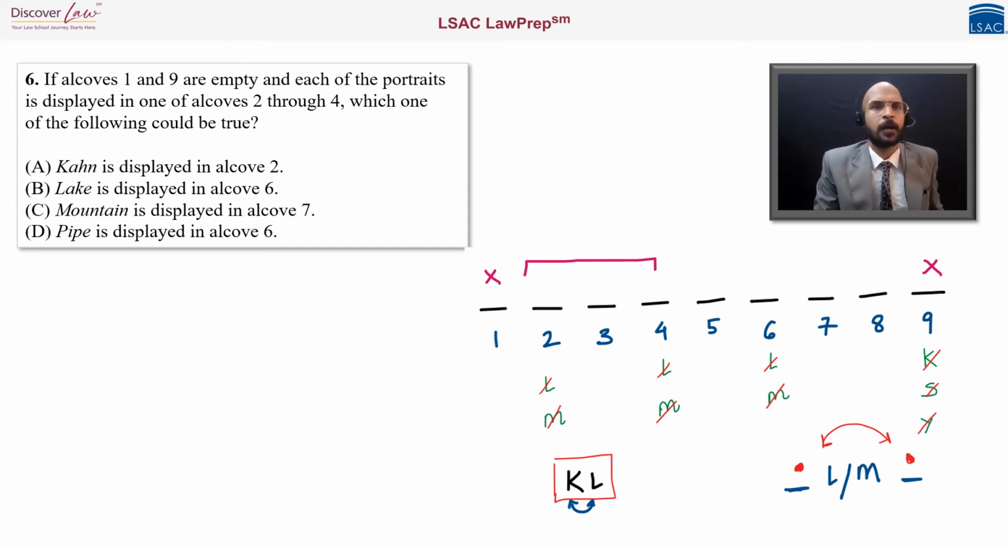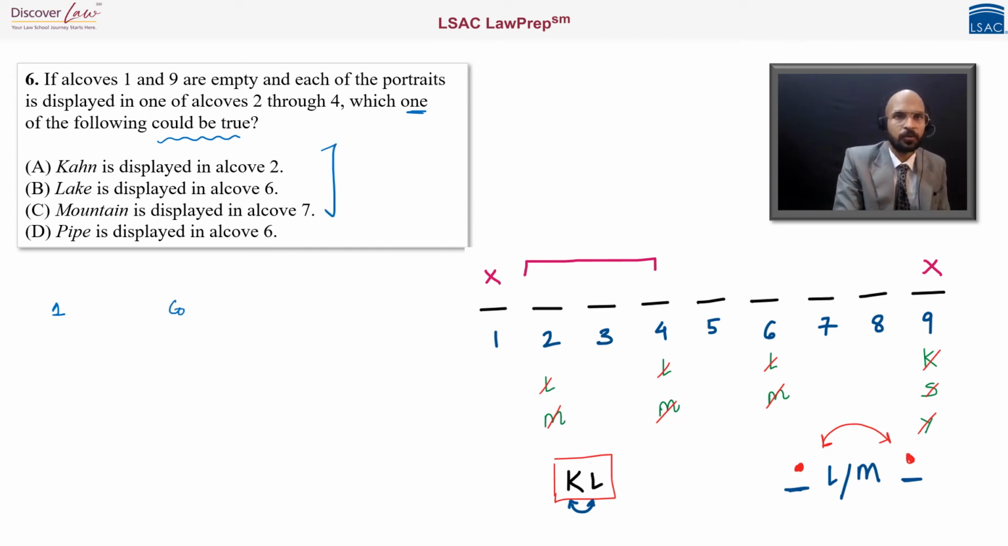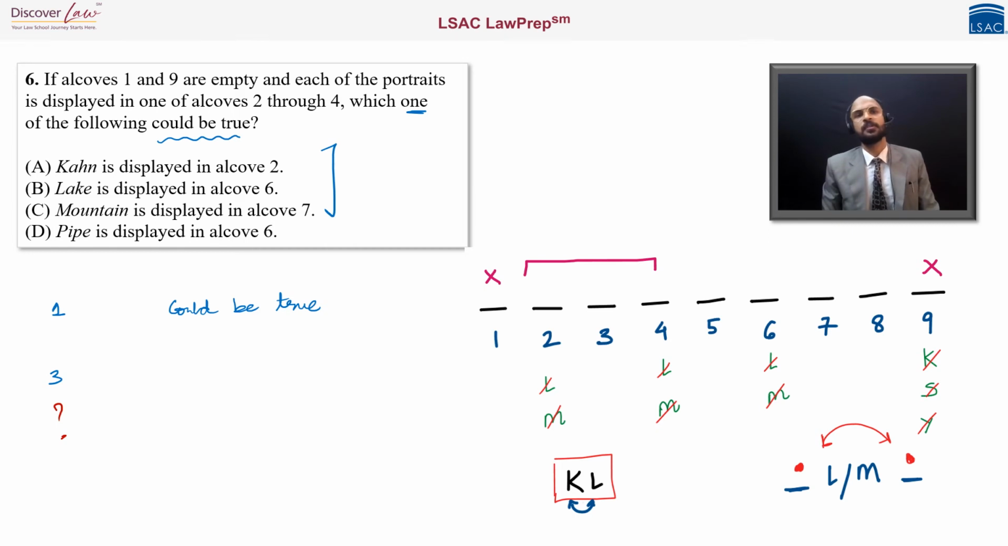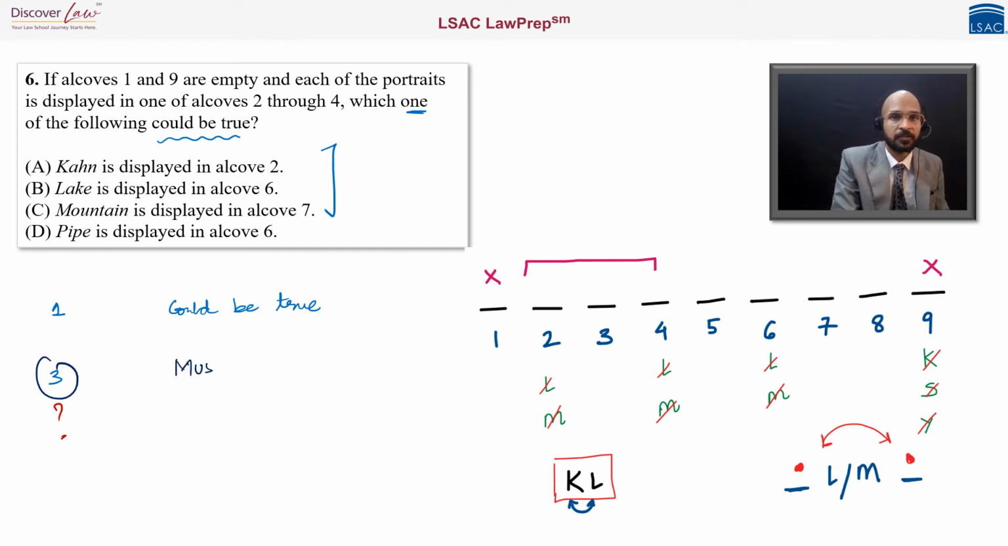Alright, now let's first try to understand the question. You can see here: which one of the following could be true. So what this question is telling you is that one of these 4 options here could be true. Now what does this tell you about the other 3 options? What you know about the other 3 options is that these 3 options must be false.